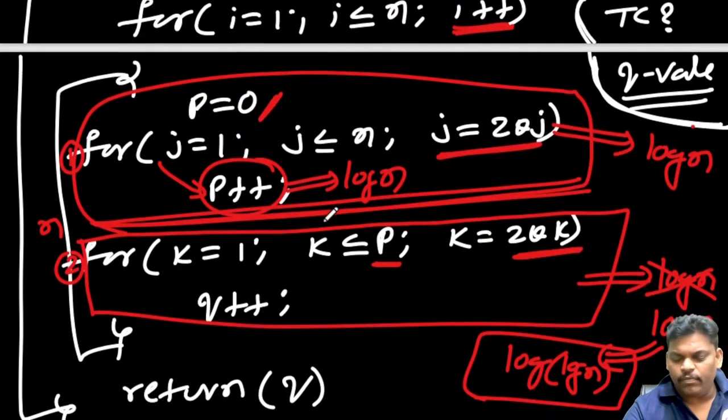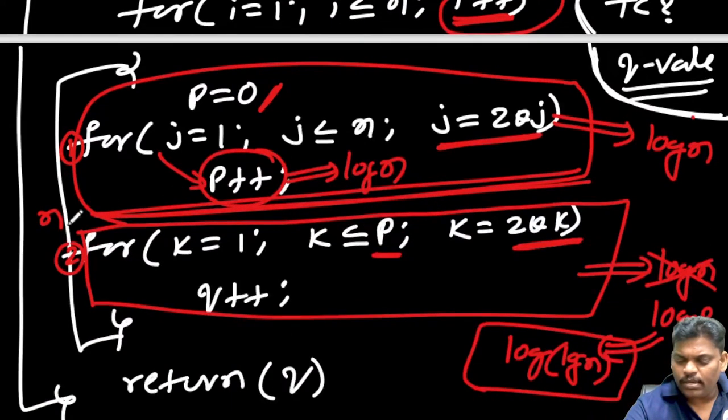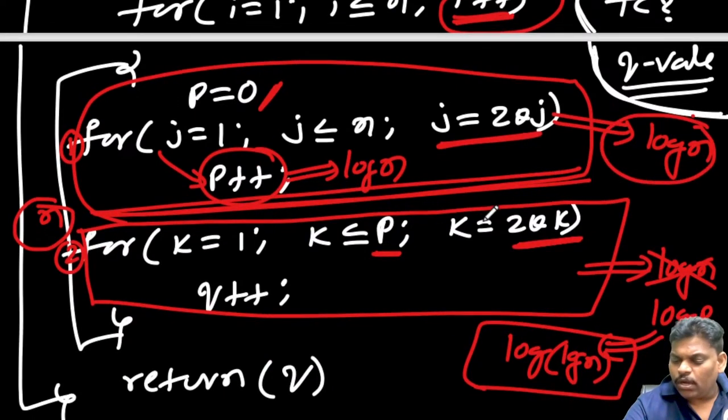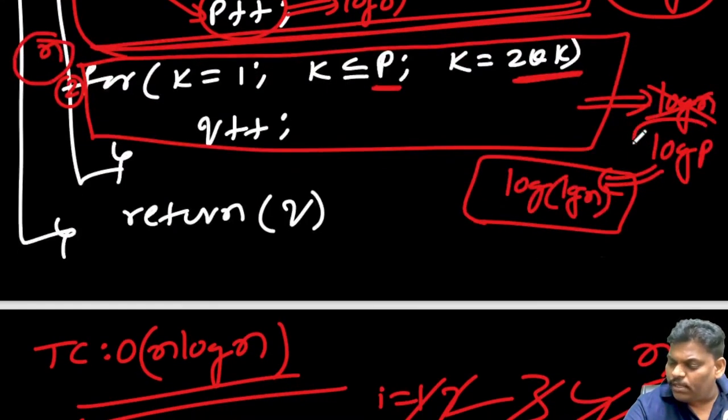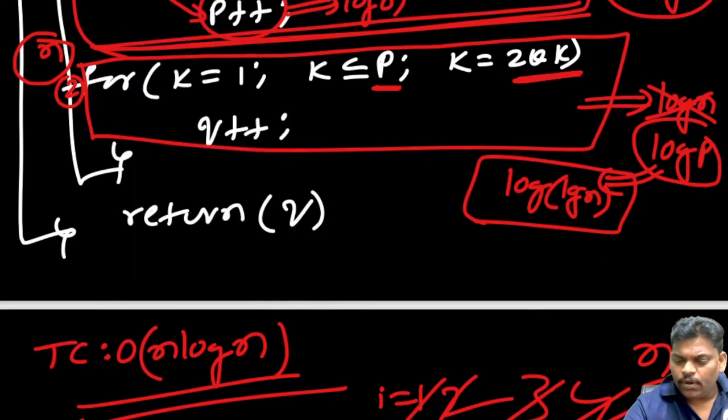See, 3 loops. First identify the 3 loops. Every loop is executing how many times? The first loop is always plus 1, n time. The second loop is always into 2, log n. The third loop is always into 2, log p. This is the only mistake people can make. The third loop is log p. What is p? The p was executed log n time, so the p value is log n. So the third loop is log n.